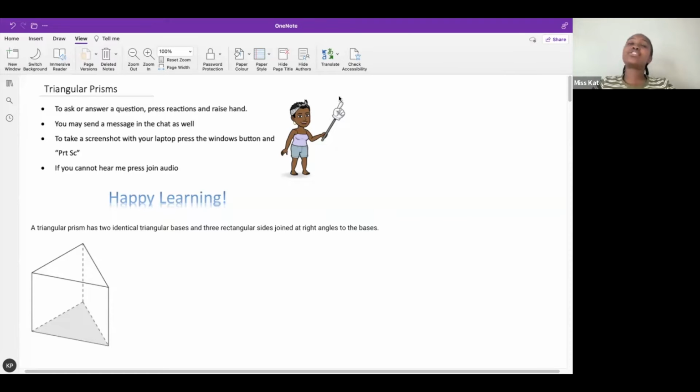So on Tuesday, we did rectangular prisms, right? And so today we're going to do triangular prisms. So we're going to be covering the volume and surface area of triangular prisms. Now, I have a question for you. Does anybody know what the difference between a prism and a pyramid is?